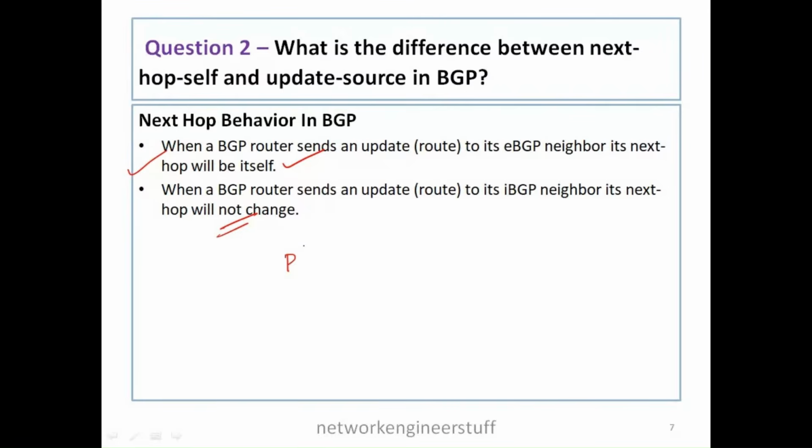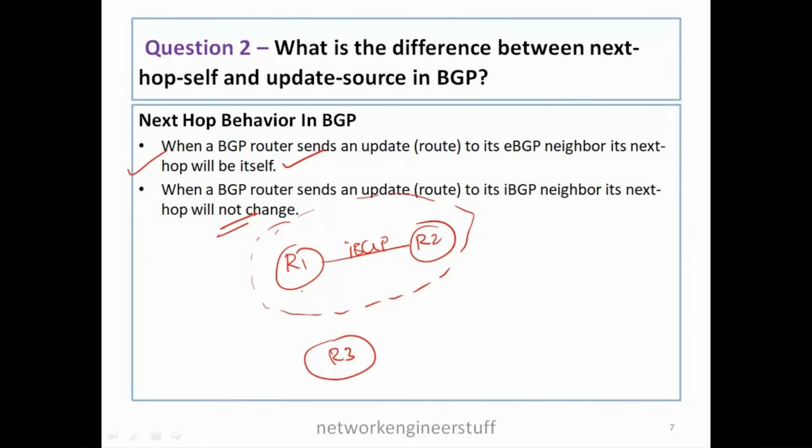Let's say this is router R1. This is router R2. Now they belong to the same AS. Let me draw it. So they belong to the same AS, and the BGP neighborship between them will be iBGP. And let's say there is another router R3, which is in some different AS. So here the BGP neighborship will be eBGP.